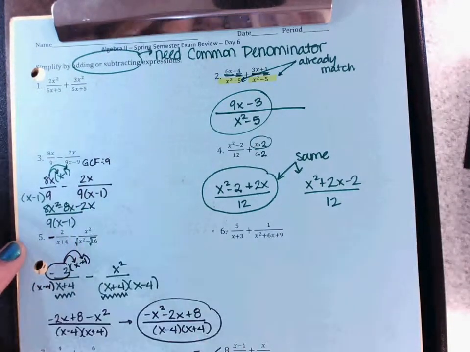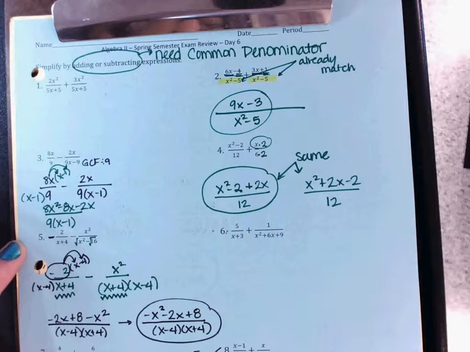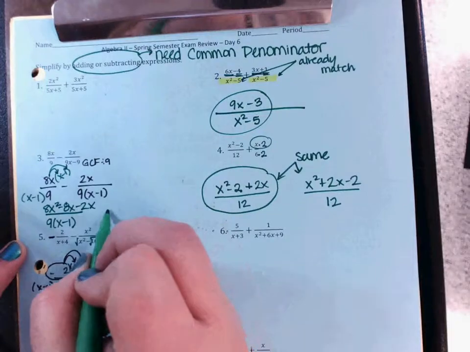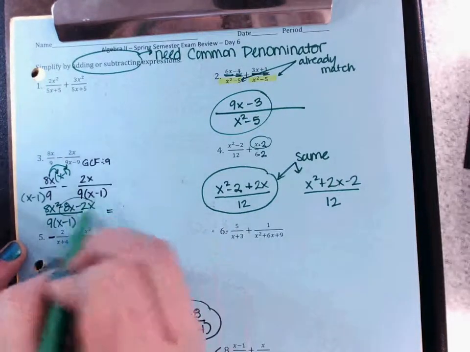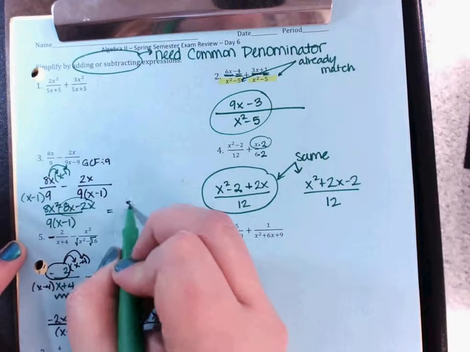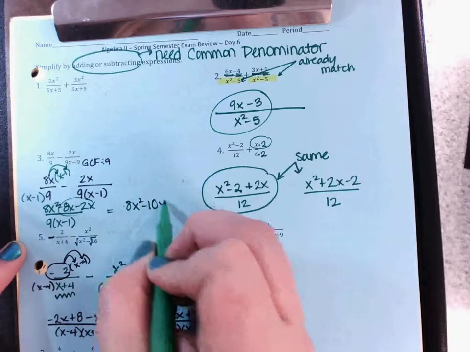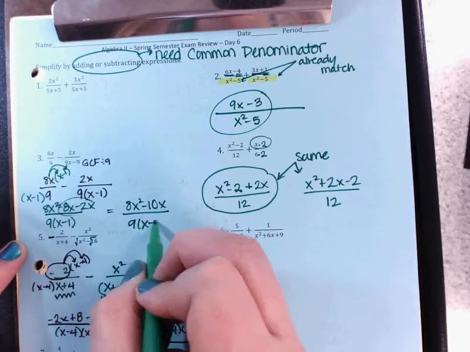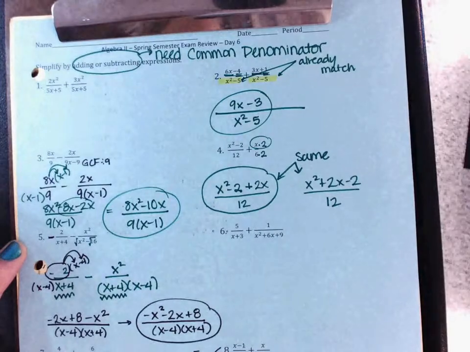And then what about back here? Minus 2x. And then I will want to look and see if anybody can go together. Minus 8 and minus 2, those can go together to be how much? Minus 10 when I combine those. So I'd have 8x squared minus 10x over 9 times x minus 1. Make sense?